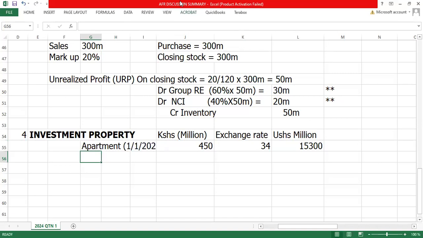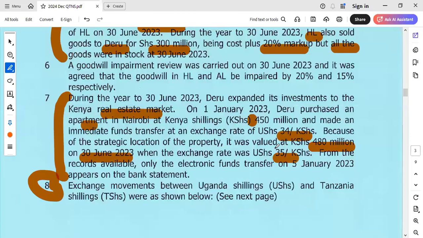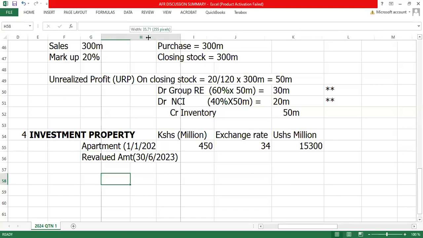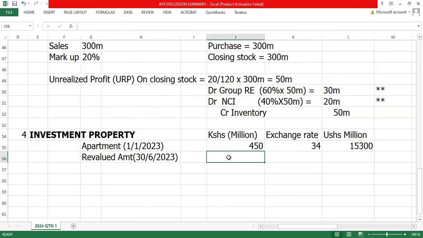But when you look at what we are told on 30th June 2023, this apartment was revalued. The revalued amount is given as 480, and the exchange rate as 35.